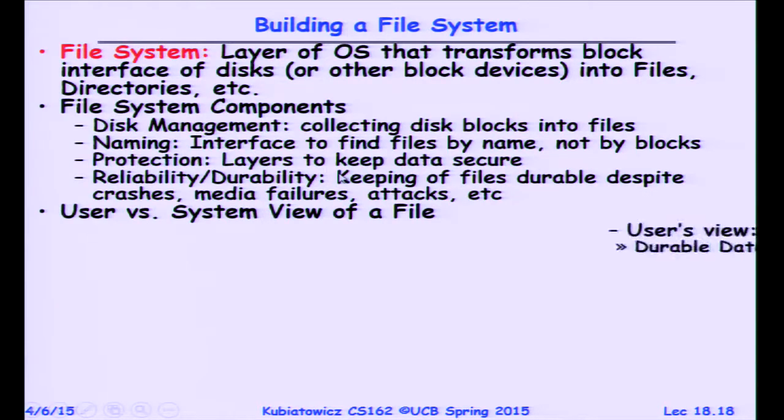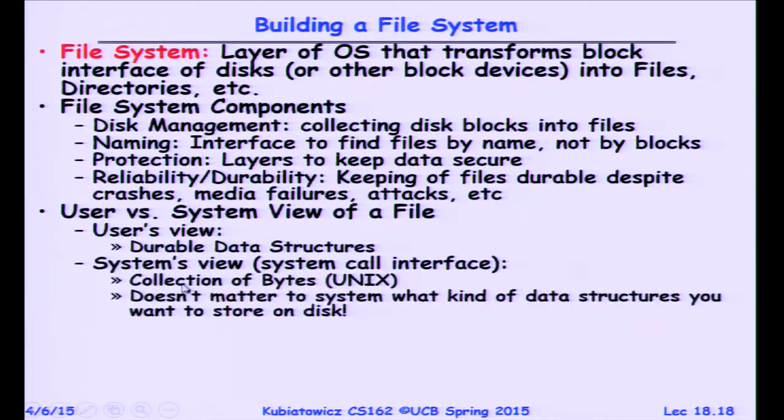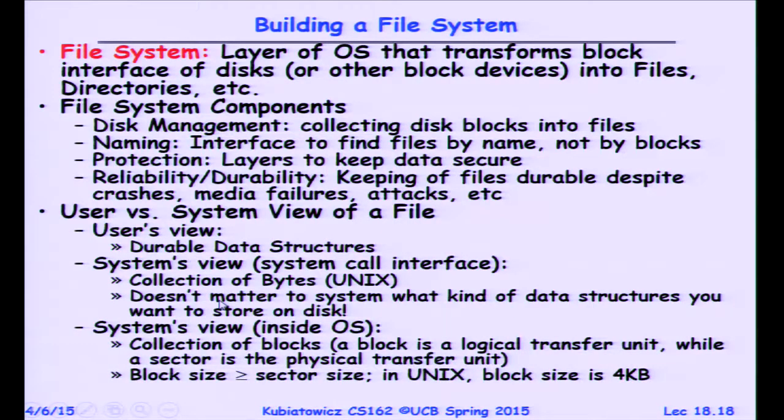There's also the user versus system view of a file. So the user's view is a bunch of durable data. The system's view is a collection of bytes, and the system doesn't really care how the user is using those bytes. Inside the operating system, the view is a collection of blocks. So there's a bunch of different ways of looking at a file, and we're going to have to make sure that we have them all sorted out when we design our file systems. We're actually going to start with something very simple like the FAT file system, which is going to be easy to figure out.